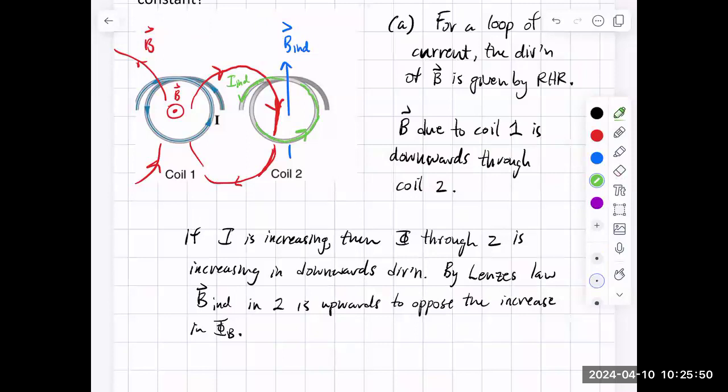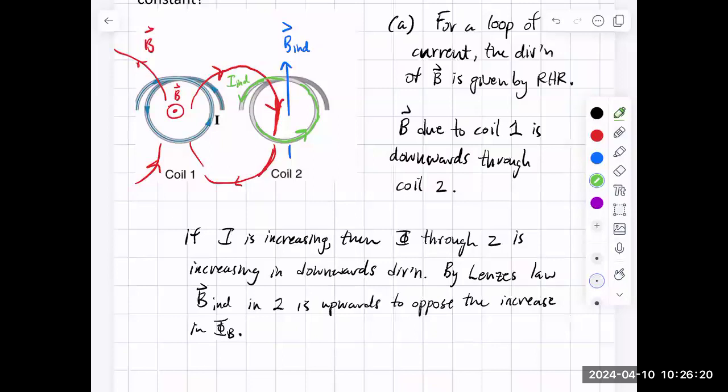Okay. I won't write it down so we can go to some other problems, but if the current in the first coil was decreasing, we would have a decreasing flux in the second coil. And in order to oppose that decrease in the flux, B induced would be downwards and the direction of the induced current would be the opposite direction that we drew there.